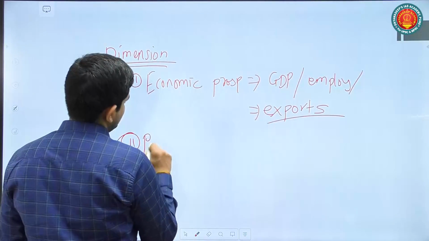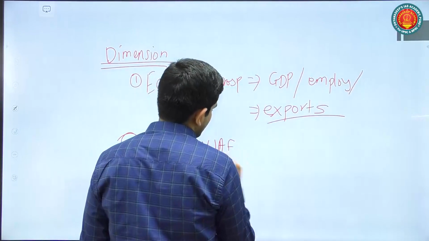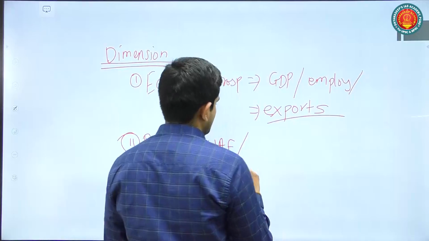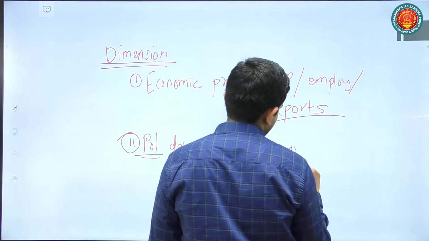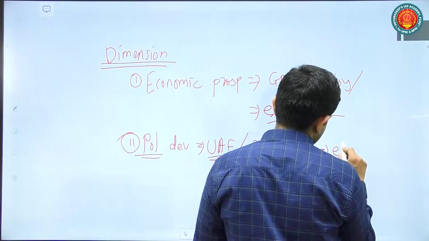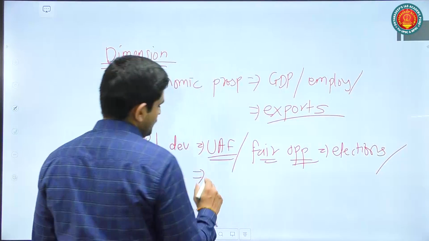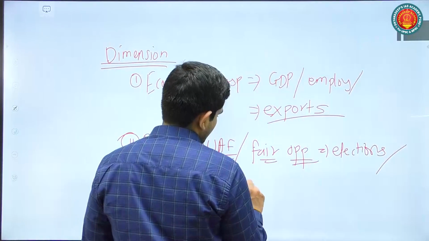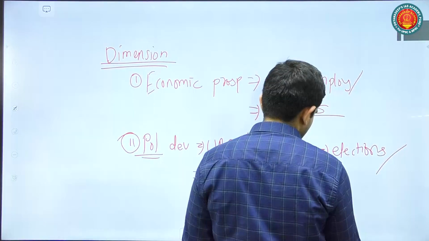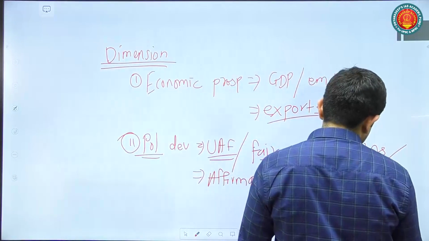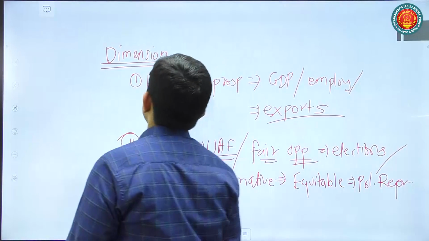The second part you can say is political development. Here you can mention universal adult franchise, giving voice to the voiceless. It also includes giving fair opportunity to all to participate in elections. Okay, so these are the various dimensions. Or you can also mention affirmative action for equitable political development, equitable political representation. Okay, these are the dimensions you can mention.